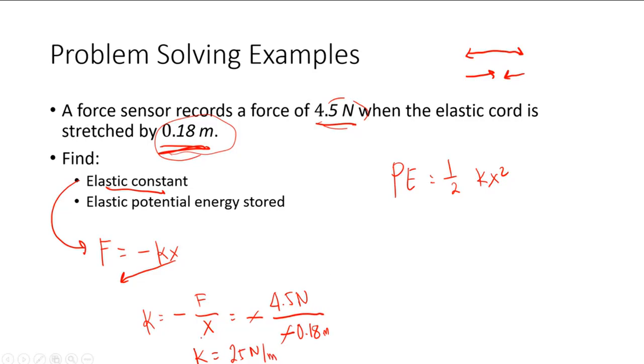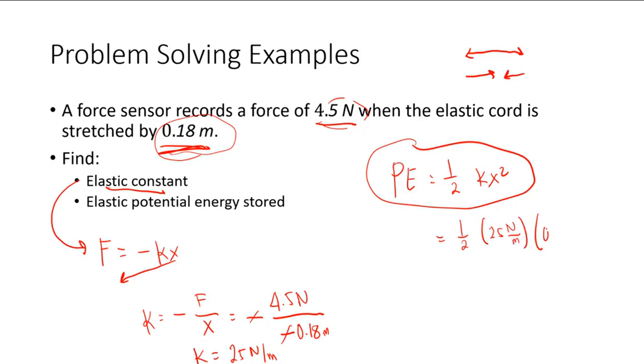Okay? Then we can now calculate for the elastic potential energy using this formula. So that will be equal to 1/2 multiplied by 25 newtons per meter multiplied by the displacement, which is 0.18 meter squared. So the elastic potential energy becomes how much? Regio.